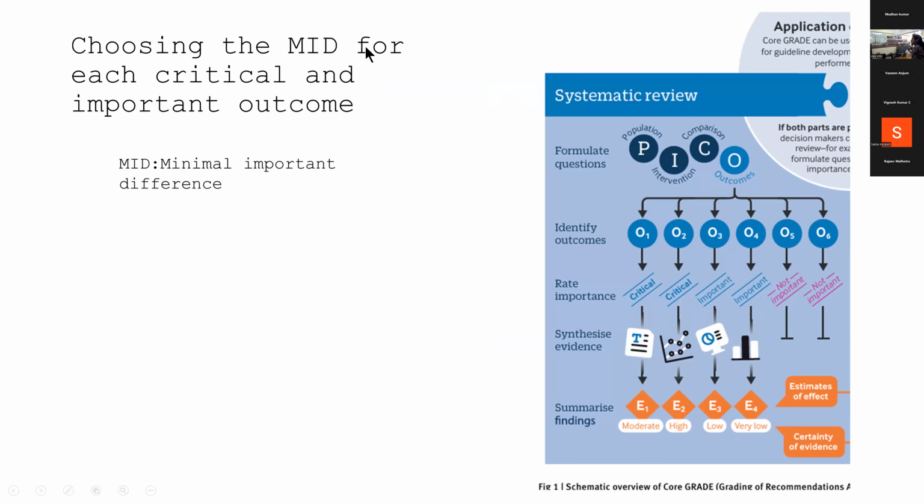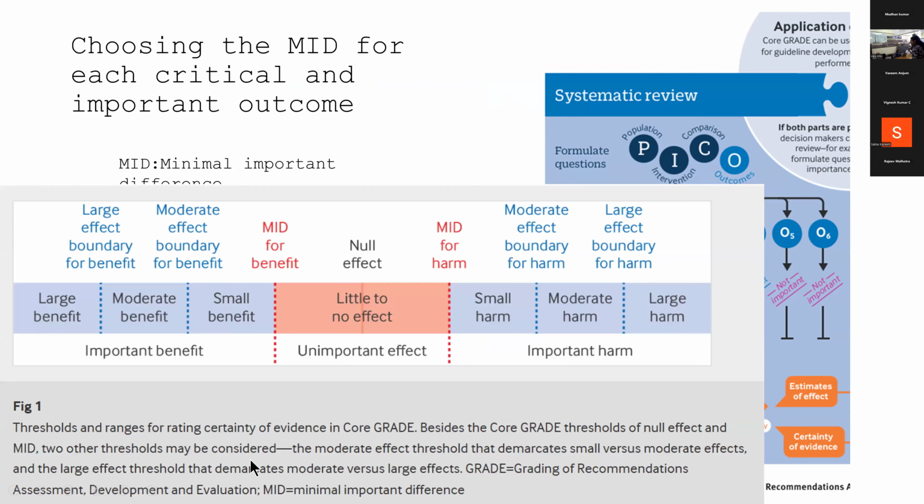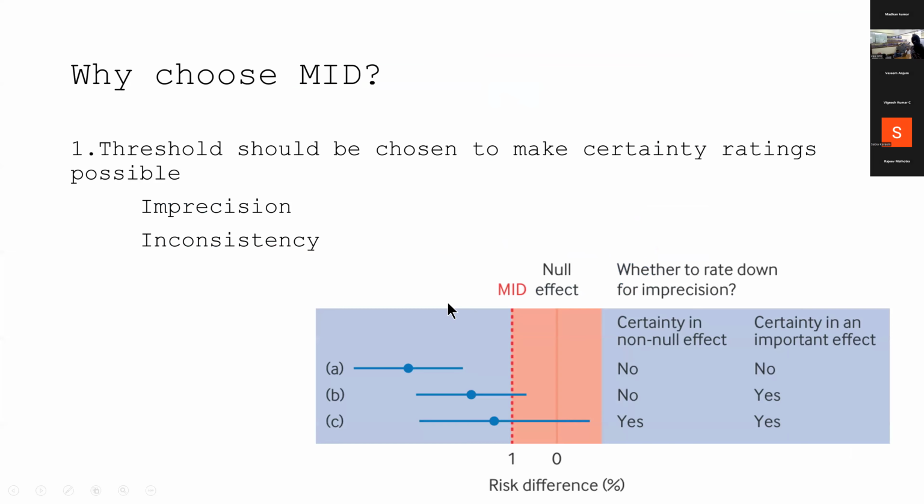So the first step is, once you have ranked your outcomes, you must rate your outcomes and see which are your critical and important outcomes, and you need to get the MID for those outcomes. Last time I told you what an MID was. This is a null effect. Sometimes you have to establish a range, saying, okay, -10 to +10. If my value falls in this, that means there is no important benefit. Only if my value crosses this threshold, I would say it's an important effect. So what is the importance of choosing MID?